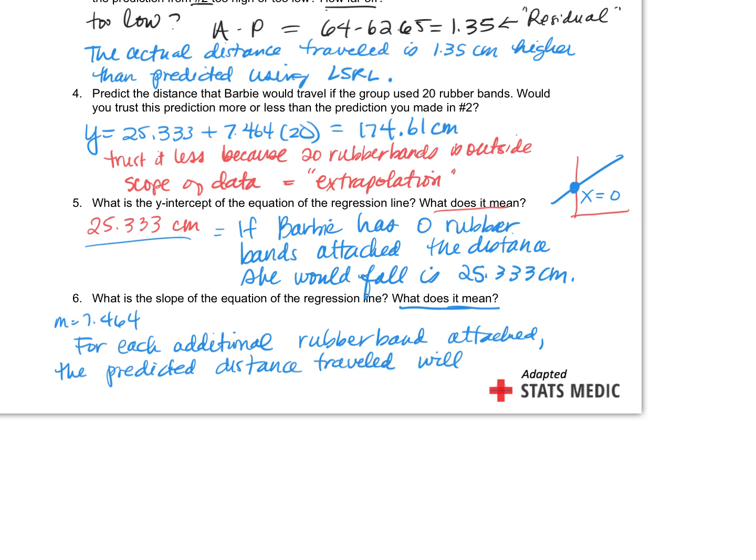will it increase or decrease? How do you know? It's positive, right, in our equation? It will increase by 7.464 centimeters. So when you interpret a slope, it's always for each additional something, in this case, rubber band attached. And then distance traveled is our y value, right? Context. Everything else stays about the same. So it's just about taking your good old Algebra 1 equations and putting meaning on it. That's all it is. Can we live with that?